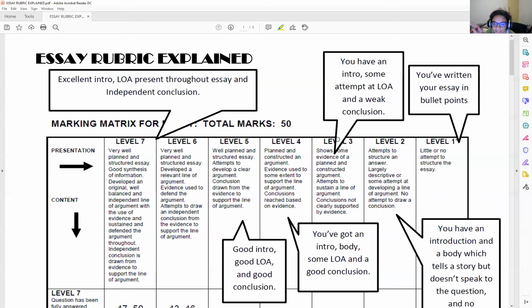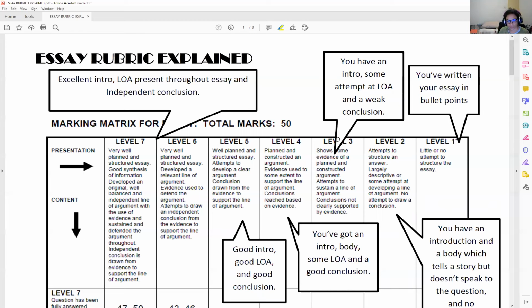And then there is some line of argument in your essay. Maybe you accidentally use the words "Goldilocks was wrong" somewhere in the essay. That is a line of argument. But you can see that you tried. You tried to prove that Goldilocks was wrong, but you weren't 100% there.